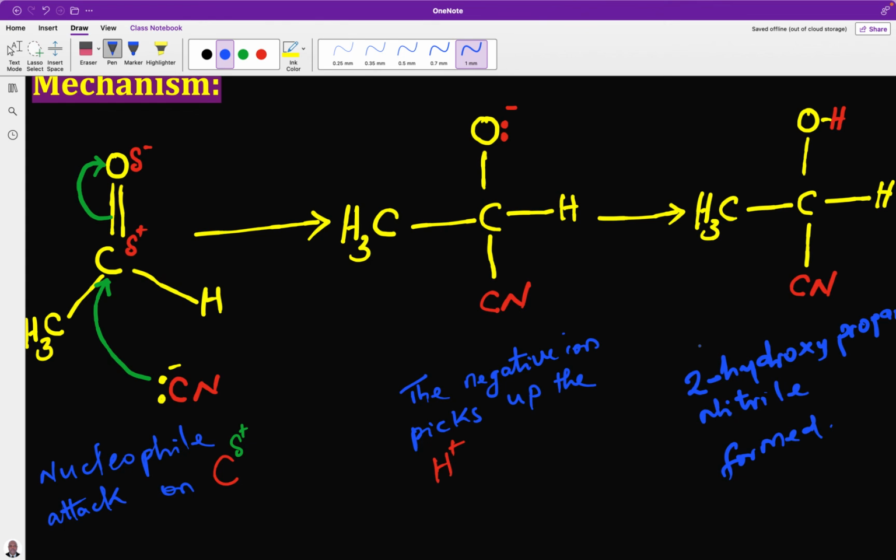Our example was what? Ethanal. So now, from ethanal, we have gone to what? To a 3-carbon compound. There is an addition of another carbon atom. And again, there is the formation of a nitrile. So this is an important reaction for chemists. Such a reaction is very, very important.